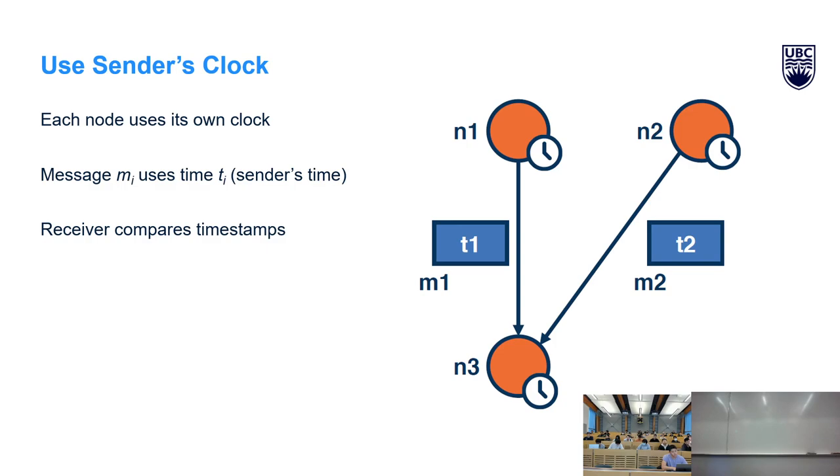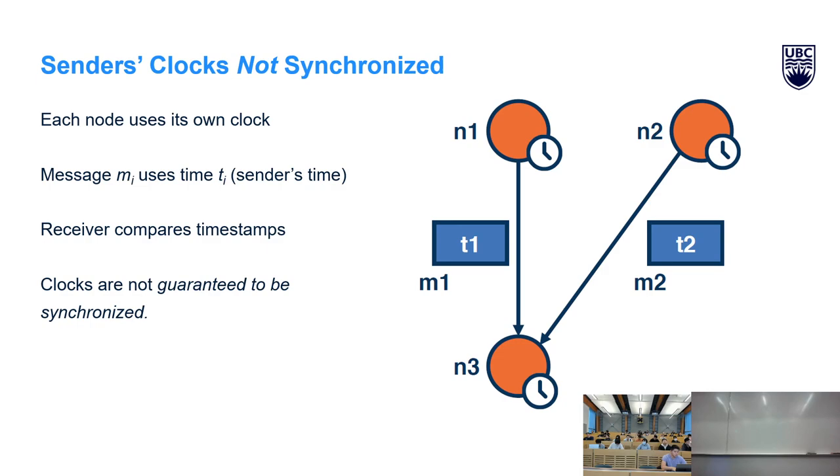Clocks aren't synchronized. So there's no guarantees here. They're not even guaranteed to be monotonic. Maybe if we can make them monotonic, we might be able to get a little further progress, and we are going to get there. And that's actually going to be what we end up doing.